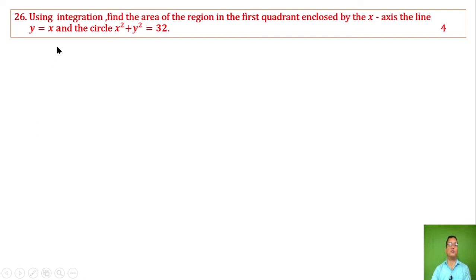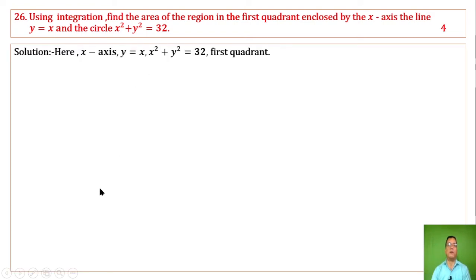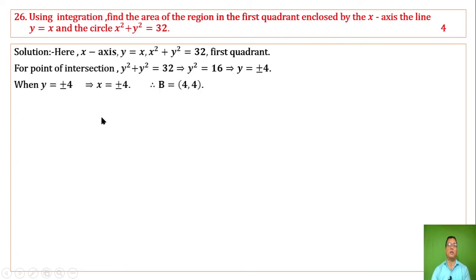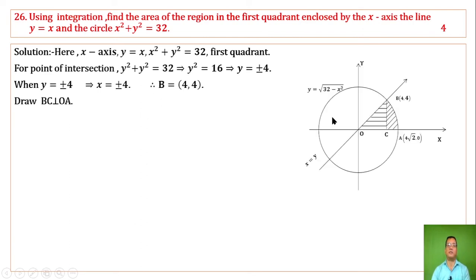Question number 26. Using integration, find the area of the region in the first quadrant enclosed by the x-axis, the line y equal to x, and the circle x square plus y square equal to 32. First draw the graph. For the point of intersection, put y equal to x in the circle equation and solve; y value is plus minus 4. Corresponding x value is plus minus 4. Therefore B is 4, as in this picture.